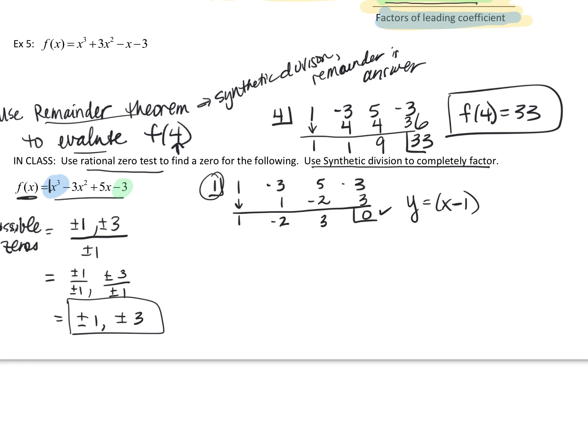We're not completely finished because it says completely factor. So what we've done is divide out 1x from this. This was x to the third, right? So what we've come up with is x squared minus 2x plus 3. And we need to completely factor this, get this all the way down to x equals something, so we can put it in factor form.